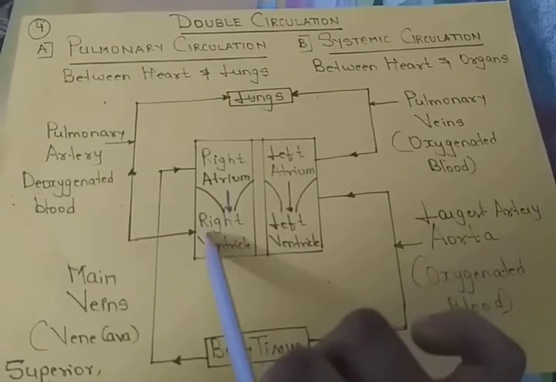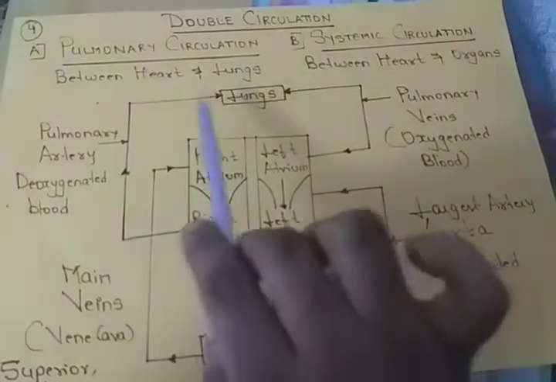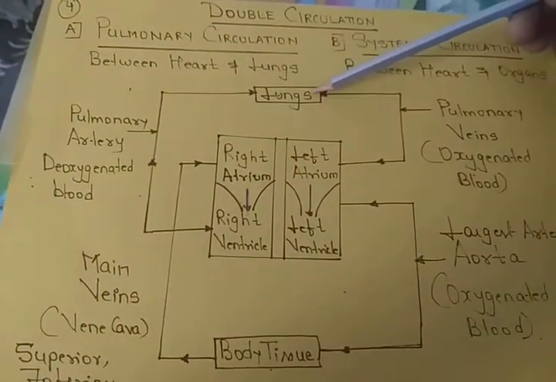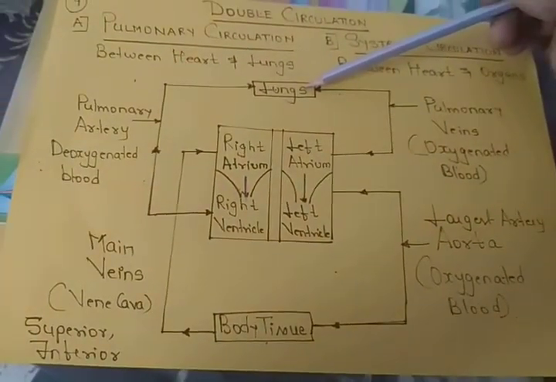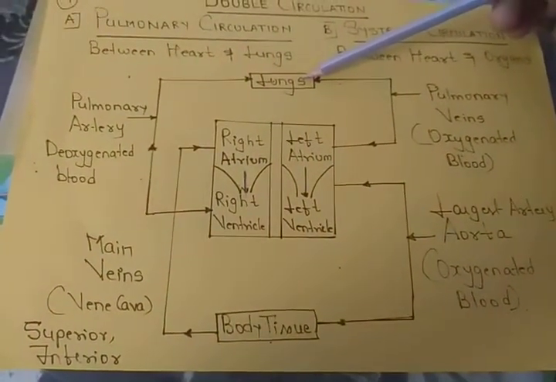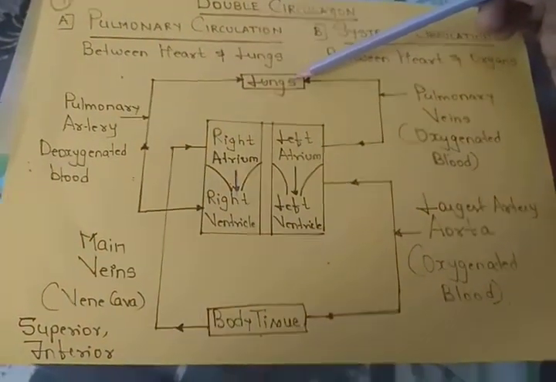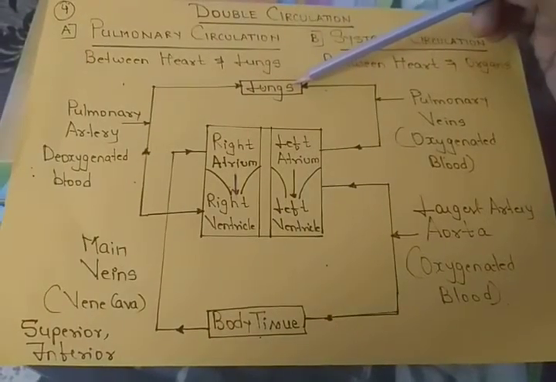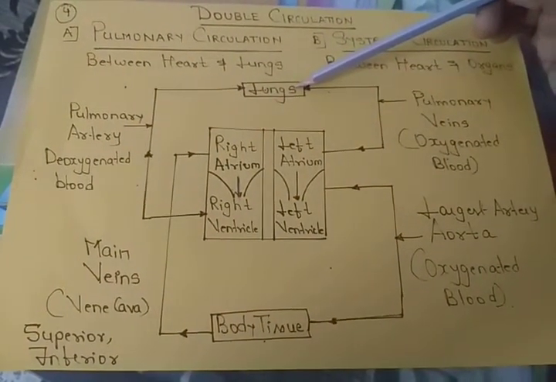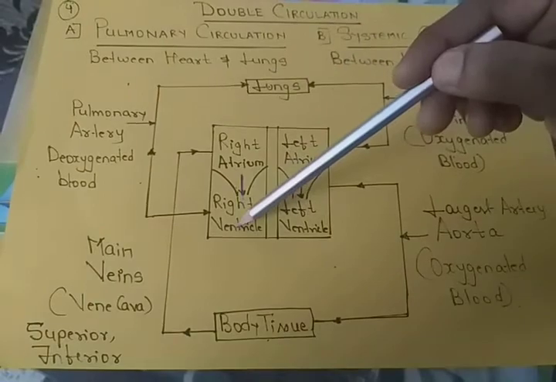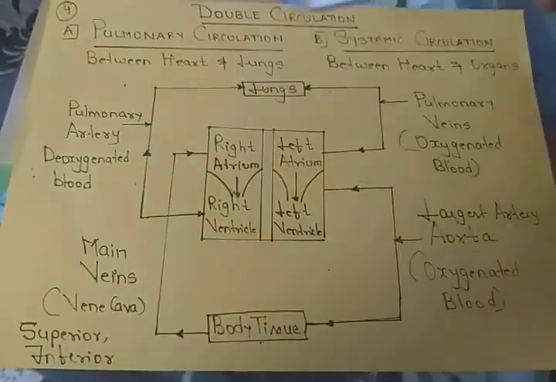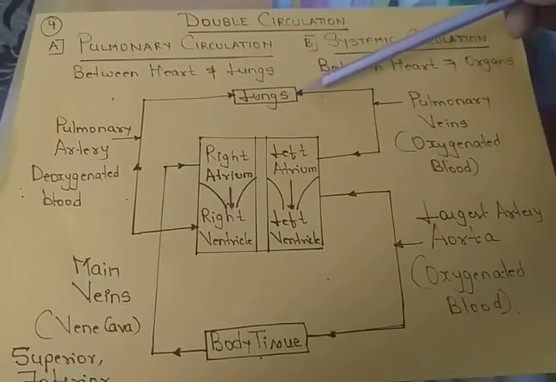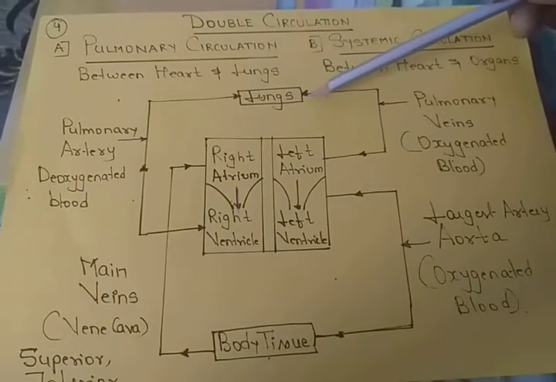From the right ventricle, the pulmonary arteries take the blood into the lungs. Lungs is a region where oxygenation of blood takes place. We have already seen exchange of gas between the alveoli and the blood capillaries, or blood vessel, by the process of diffusion. So from the right ventricle, the pulmonary artery brings deoxygenated blood into the lungs. In the lungs, the blood is oxygenated, blood gets oxygen.